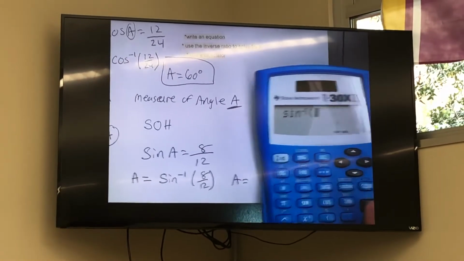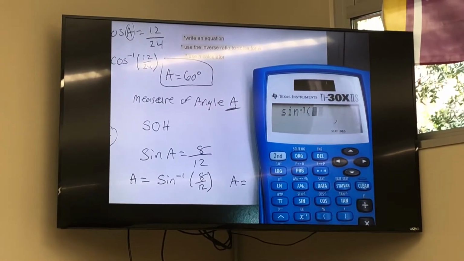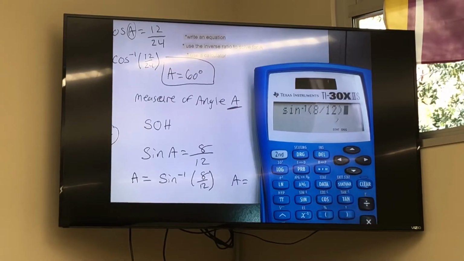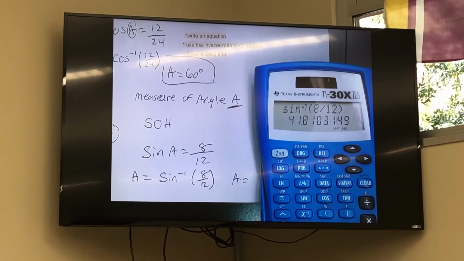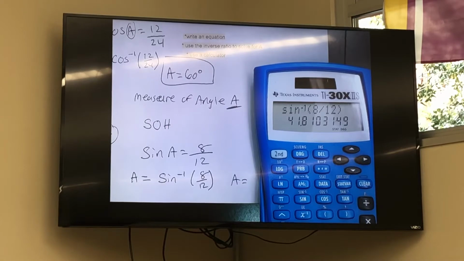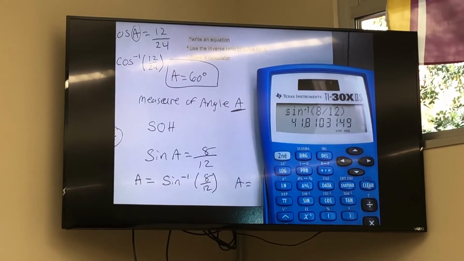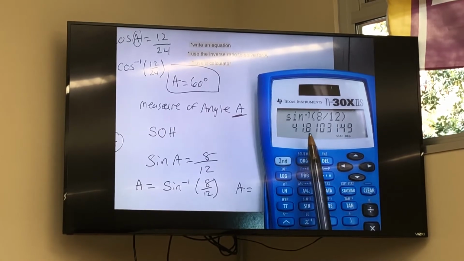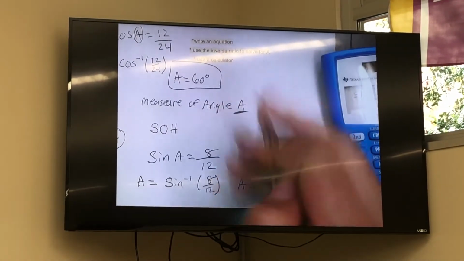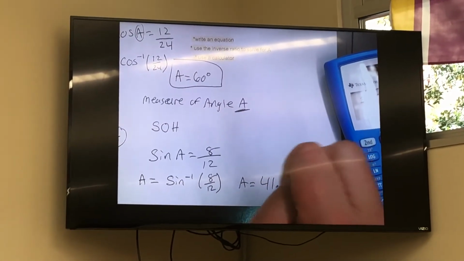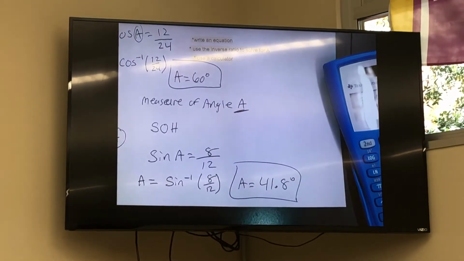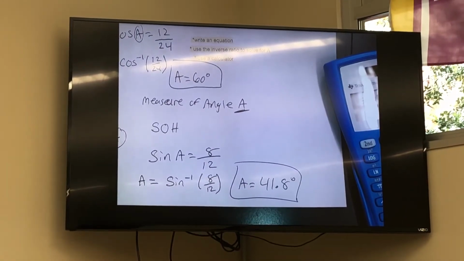Let me scoot this over. Of 8 divided by 12, close my parenthesis, and we should be getting that. It did not state how to round, but if it doesn't state, usually just go ahead and round it to 41.8 degrees. Okay, any comments, Ms. May?